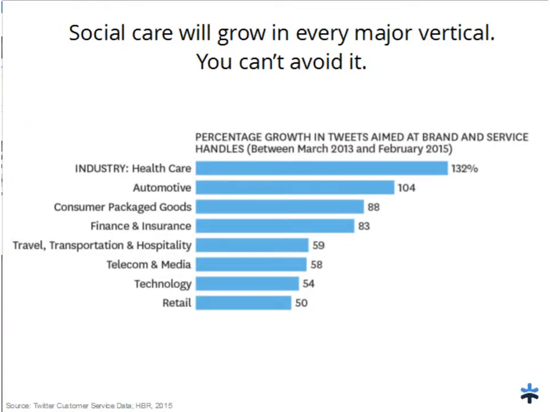This is something I hear all the time when I'm talking to potential customers of ParkCentral or anything. Every major vertical or industry will have a presence on social. Twitter has released customer service data that has shown that the growth in tweets aimed at brands and service handles has grown pretty exponentially over the last 2 years. So I urge you not to think that this doesn't apply to you. When I saw this, I was amazed to see that the largest percentage growth was actually in the healthcare industry. So wherever you are, whatever work you do, social is a viable channel for you.